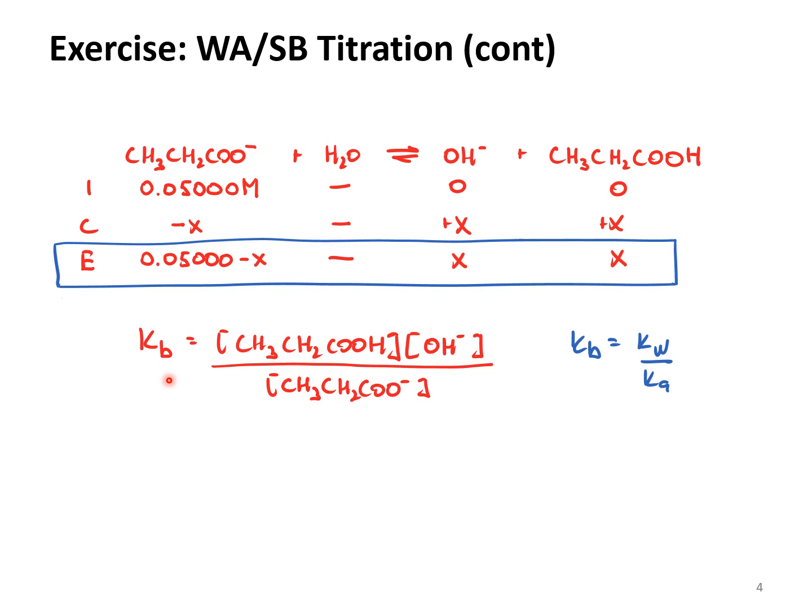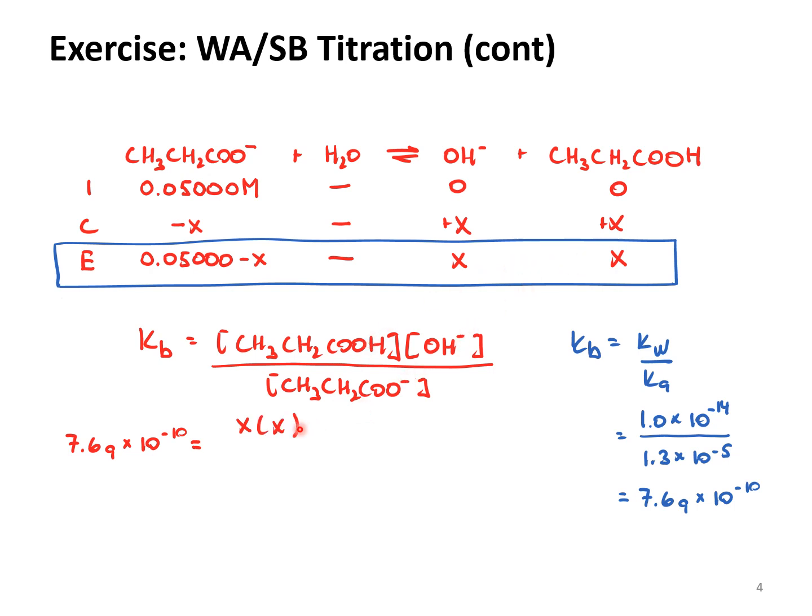Now in this case, we happen to have been given the Ka, so we'll have to convert from Ka to Kb using this expression. And since Kw is 1 times 10 to the minus 14, and Ka was 1.3 times 10 to the minus 5, we simply divide the two, giving us a value of 7.69 times 10 to the minus 10 for the value of Kb. And substituting all this together gives us 7.69 times 10 to the minus 10 equals X, which is the concentration of propanoic acid, times X, which is the concentration of hydroxide, divided by 0.05 minus X, which is the equilibrium concentration of propanoate.